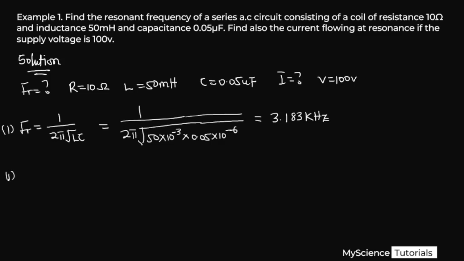Now, part II, or the second aspect, we're told to find the current flowing at resonance. Okay, so the current at resonance, we use V is equal to IR. So we know that our voltage is 100 volts, is equal to our current we don't know, and then our resistance we know is 10. So if we divide both sides by 10, we get our current to be equal to 10 amperes over here.